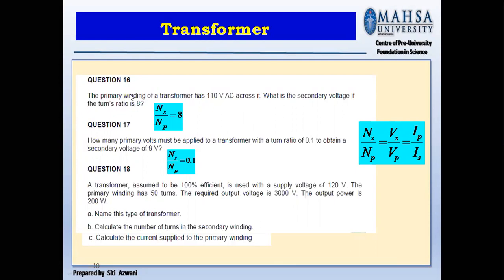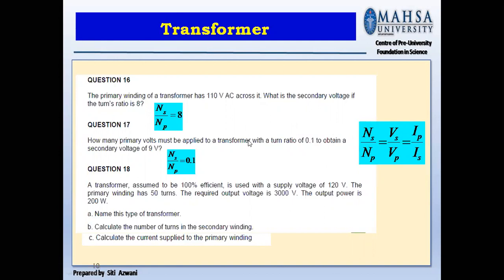Okay, you have question 16, 17, 18, 19, and the last question 20, which is under the transformer. Let's look at numbers 16 and 17 here. You are given the ratio. What is the meaning of the ratio here? It is equal to 8, meaning NS over NP equals 8. Then solve for the secondary voltage by applying this formula.